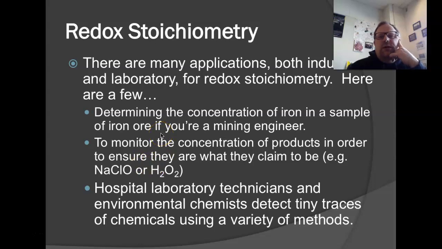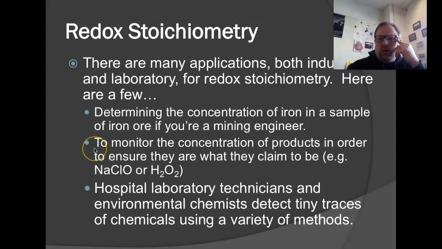Redox stoichiometry has lots of applications, both in industrial and lab situations. Here's just a couple of examples. In an industrial situation, we might use redox stoichiometry to determine the concentration of an iron sample in iron ore if you're a mining engineer. So you might have a solution of iron ore, and you're going to try to determine what the concentration of iron ions is in there, with the thought that you want to try to convert those iron ions eventually into solid iron again, or elemental iron.